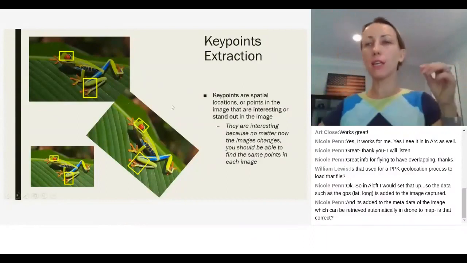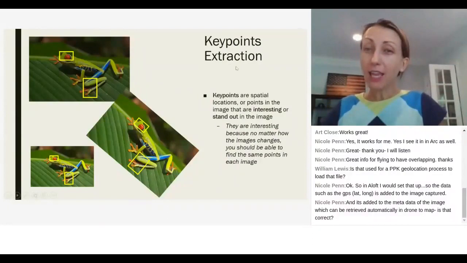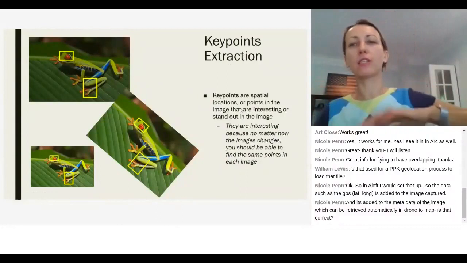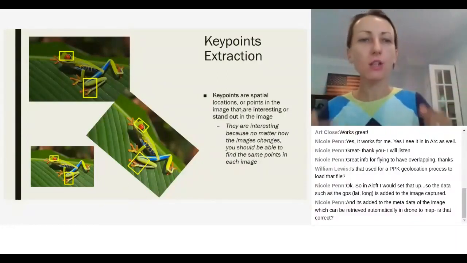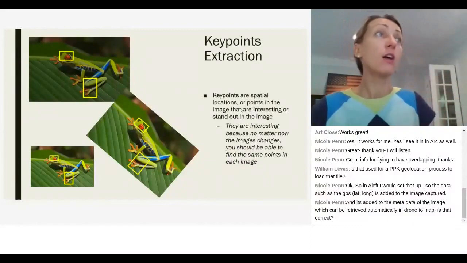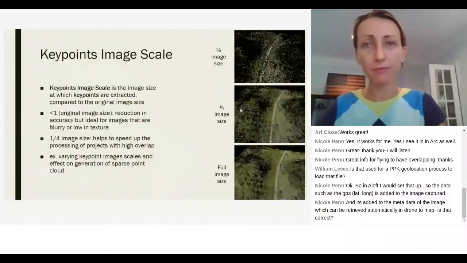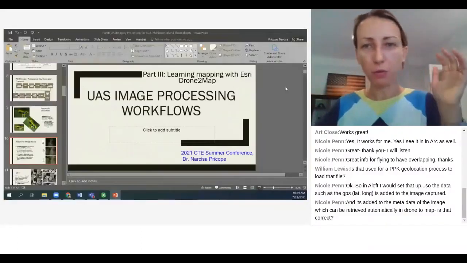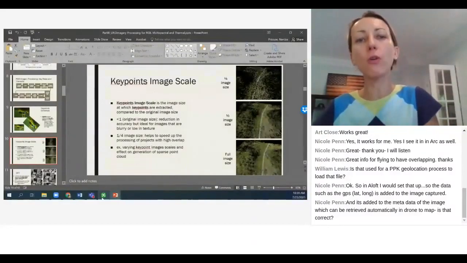The point with these key points is that they are visible no matter how your image changes, how your scale changes, or how that image is rotated, okay? They still stand out, and you can still see them. So then what happens, and I'm going to come out of full screen share here, because I want to keep coming back to Drone2Map, and I want to show you what this is.